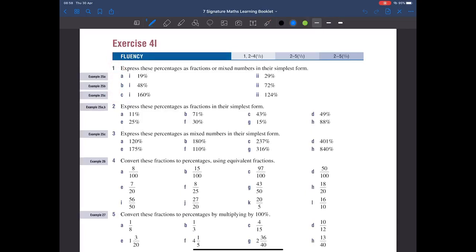So expressing these percentages as fractions or mixed numbers in their simplest form. Can I get a comment in the chat? Could someone even in the YouTube comments describe how you do it? How do you convert 19% to a fraction?